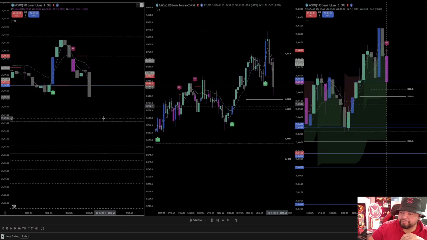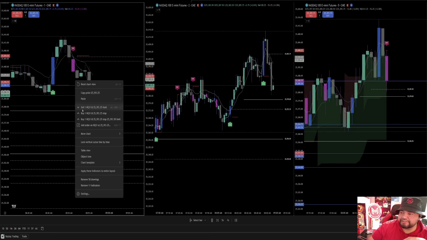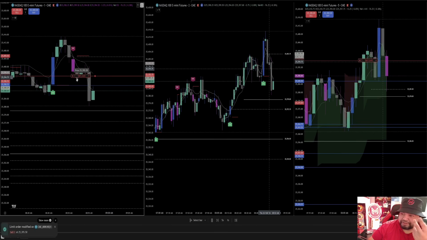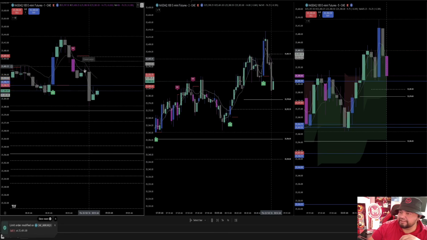All right, so here's that purple break, right? I'm looking for that retest. Okay, so I'm going to look for that retest, right? Some of you guys could place a sell order or whatever. You know, I personally don't. Oh, wait, it hasn't broken yet. It hasn't broken yet. You have to wait for that candle to close. So not yet.